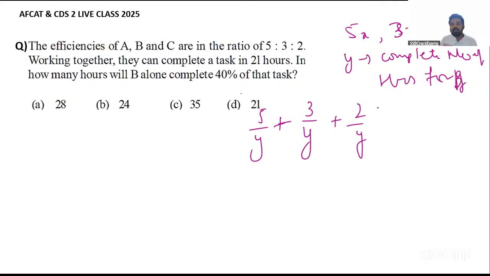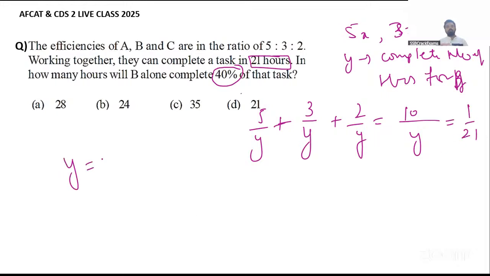Okay, so let's add them together. What will you get? 10 upon Y. So it is the 1 hour work when all three of them work together. Now it is asking how much time B will take to complete 40% of the work. Since this quantity is equal to 1 upon 21, because 21 hours is the complete work, in 1 hour the 1 upon 21th work will be completed. So Y will be equal to 21 into 10, which is 210.